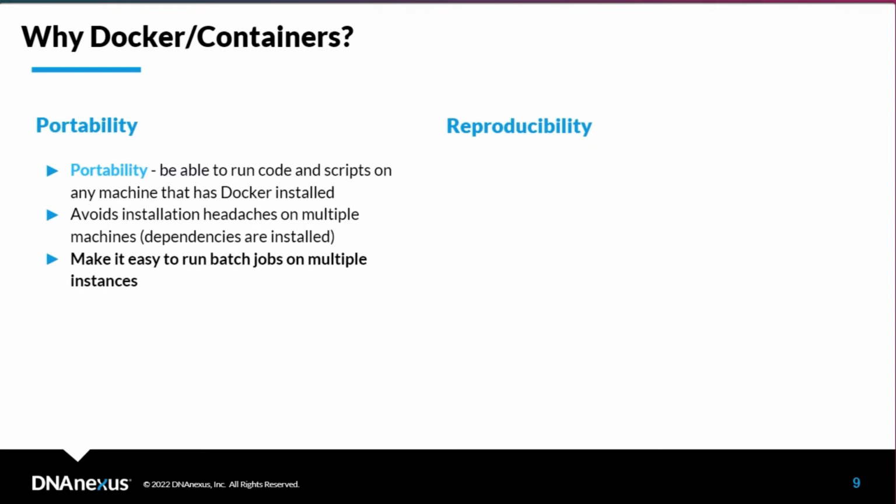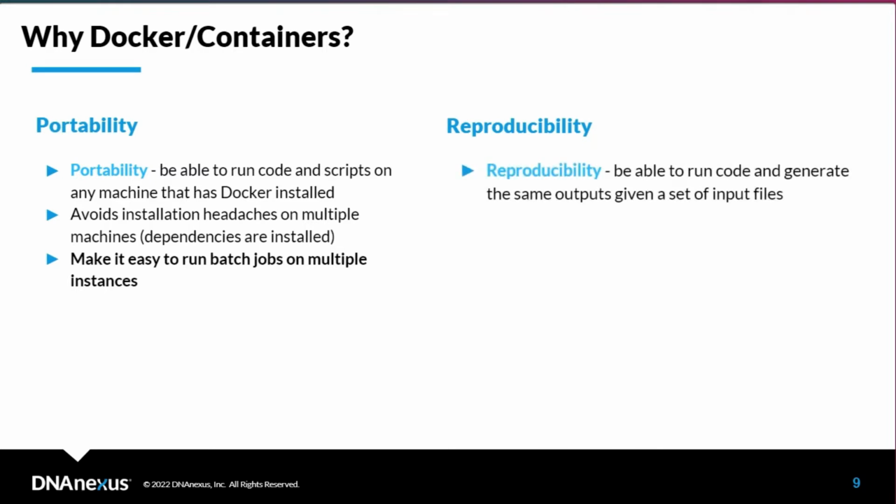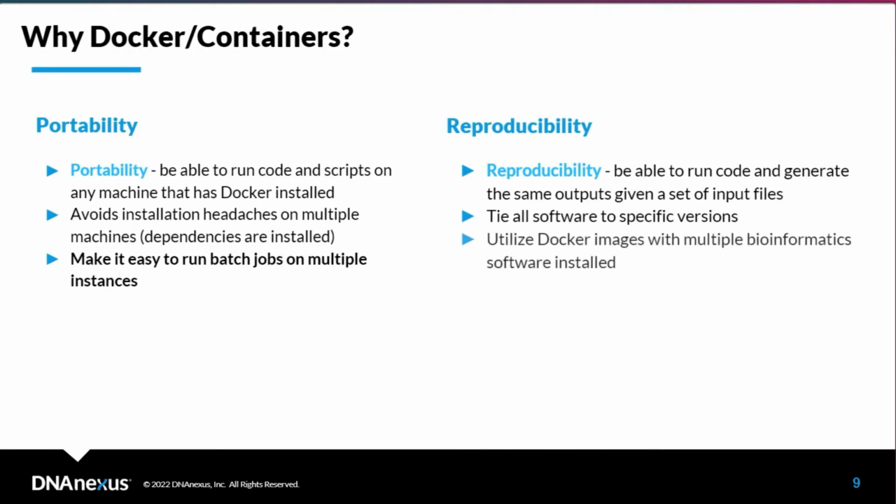Let's talk about the reproducibility side. This is near and dear to my heart; I've taught courses in reproducibility. The idea of reproducibility is being able to run code and generate the same outputs given a set of input files. Part of the way we do that is tying all of our software to specific versions. Once you have those versions locked down, you can utilize the Docker images. We're going to be working with a tool called Swiss Army Knife on the platform, but Andrzej is also going to show you how to install another sequence analysis tool called EMBOSS.